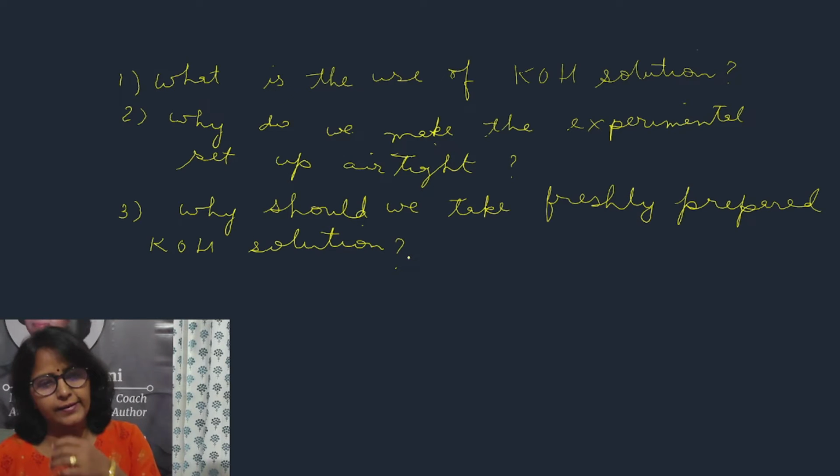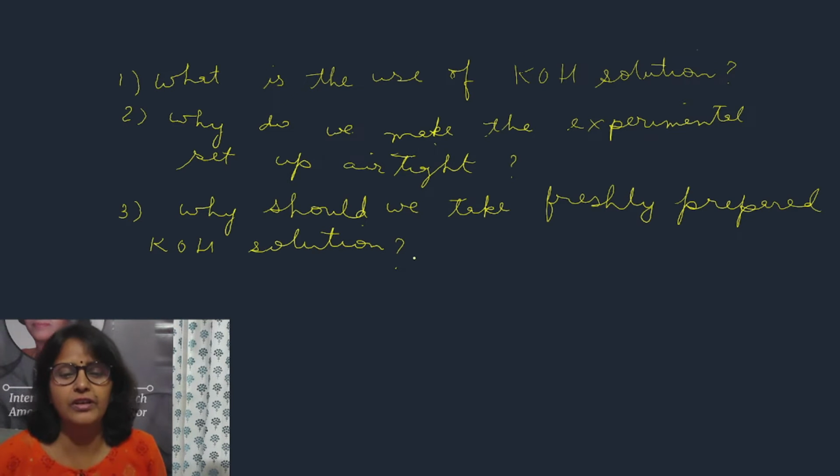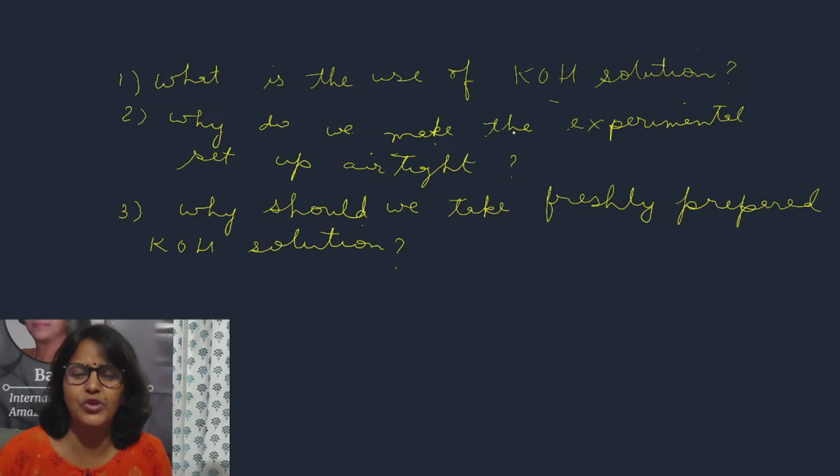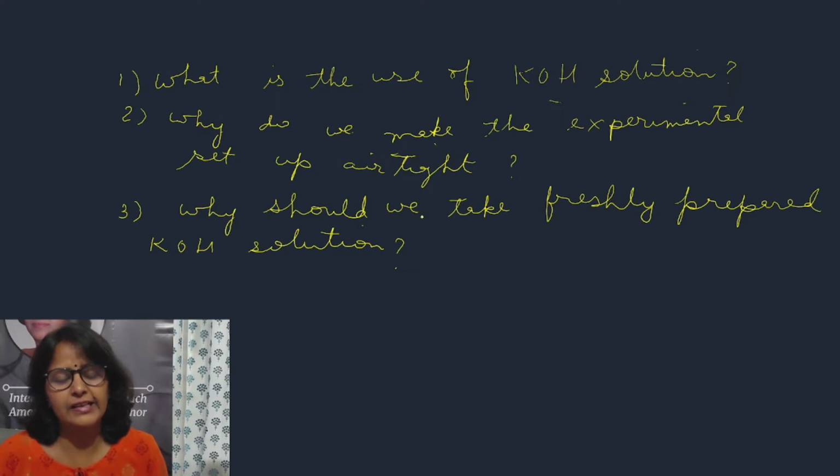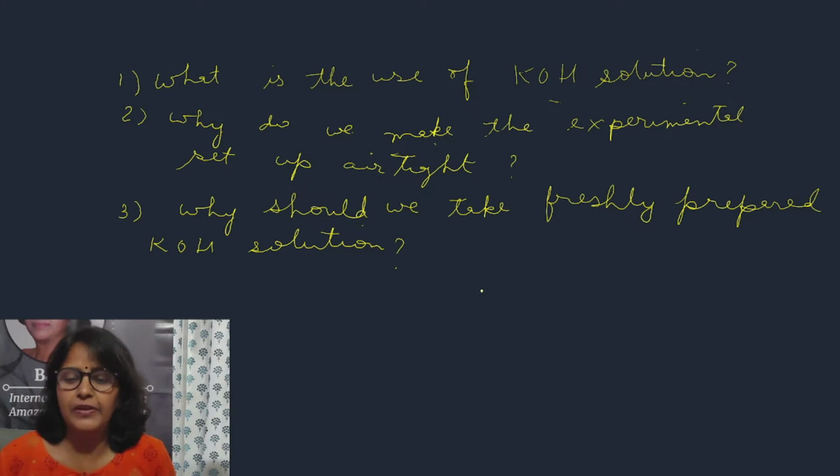So what are the answers? What is the use of KOH solution? KOH solution is used for absorbing CO2 from the experimental setup. Why do we make the experimental setup airtight? So that no air enters inside and the plant does not get any carbon dioxide from outside sources. Why should we take freshly prepared KOH solution? Freshly prepared KOH solution gives better results. And it has to be a solution; we cannot take it in solid form. So these are a few questions that come from this part of the chapter.